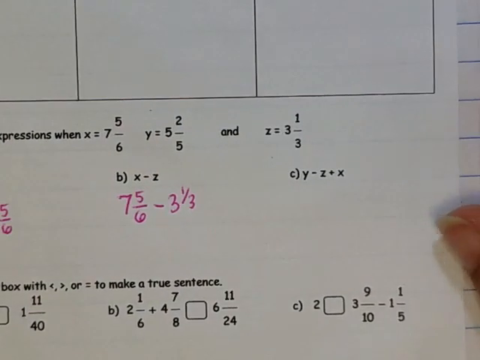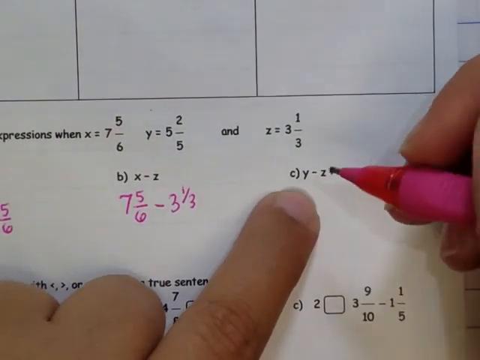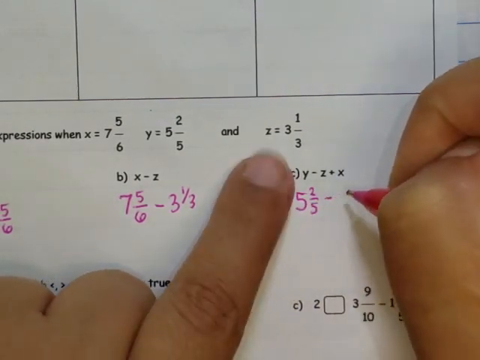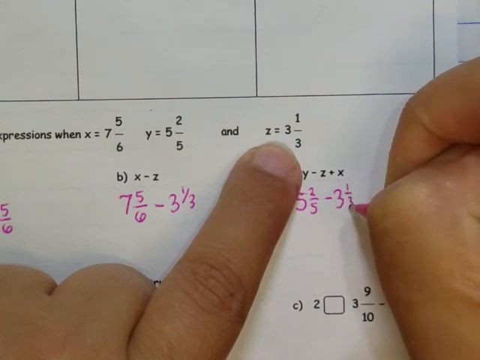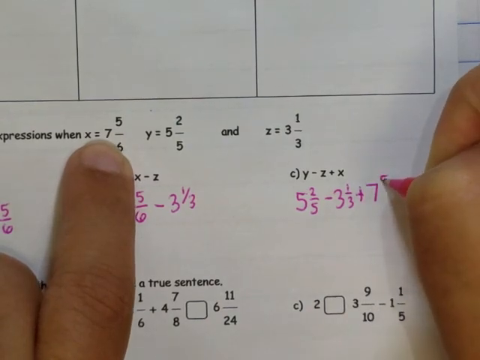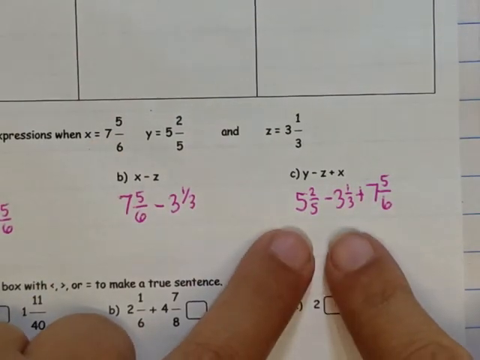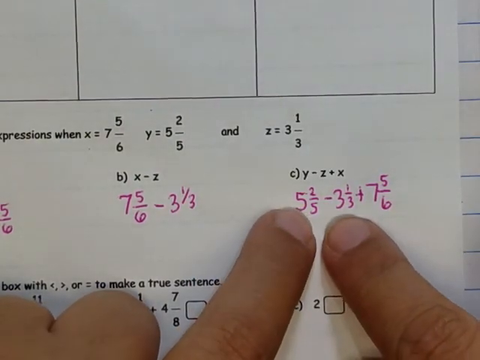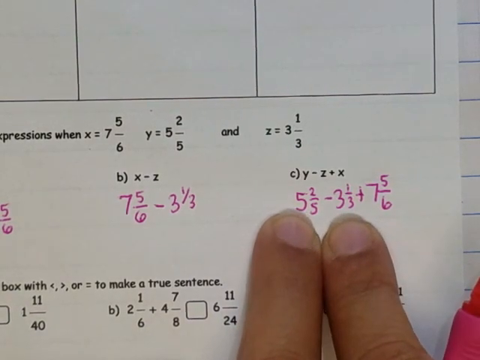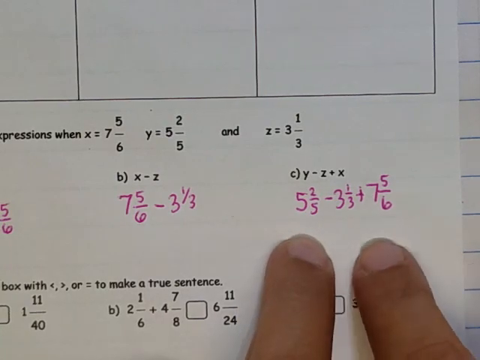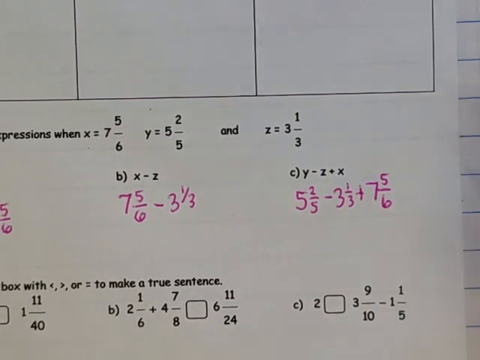And then c, same idea, we're going to substitute 5 2/5 in for y. We're going to substitute 3 1/3 in for z, and then we're going to add 7 5/6 for x. Order of operations says addition and subtraction are the same strength, so we're just going to go left to right. So then just do that as normal. So I would do this. These two numbers here, I would subtract them first, find their difference, and then add it to the 7 5/6. Again, finding that common denominator so that you actually can add and subtract.